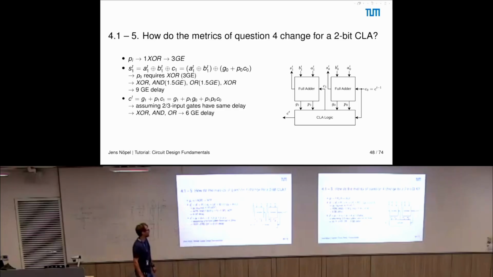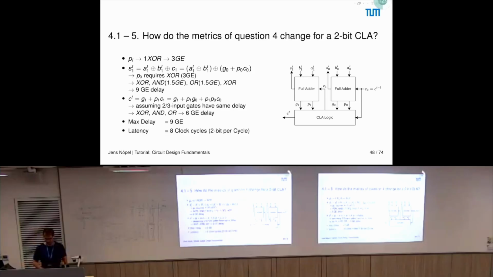So in the end, we have one XOR, because remember, the calculation of P also takes an XOR. So for the calculation of P, we need one XOR. Then we have the AND, and we OR it together with the other parts. This gives us in the end 6 gate equivalences. Questions? No. All right. So now the question is, how much latency do we get?